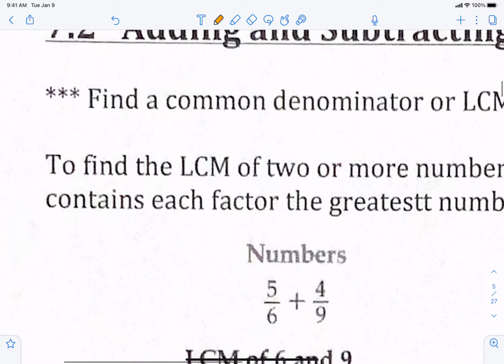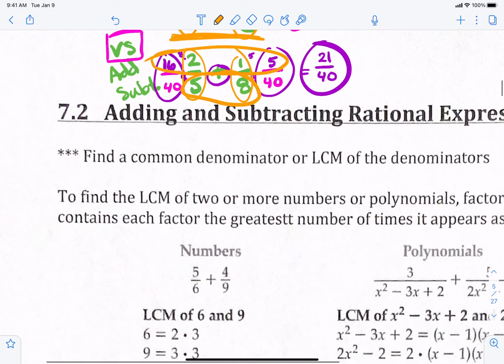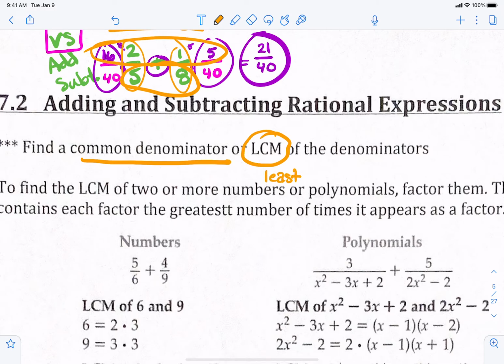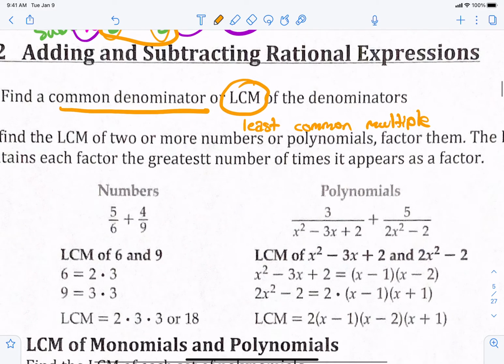Okay? So the main thing that we're going to focus on today, because we're taking 2 sections, or 2 days, to do this section, is finding the common denominator, or they call it an LCM. What does that stand for? Least common multiple.